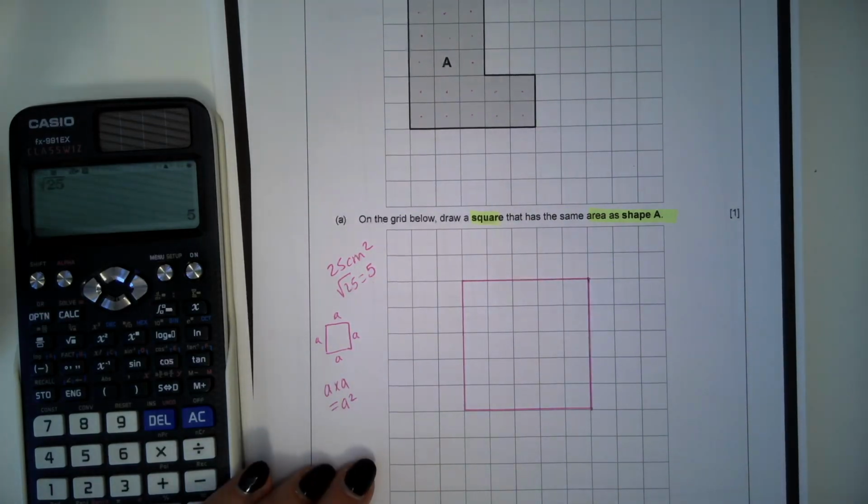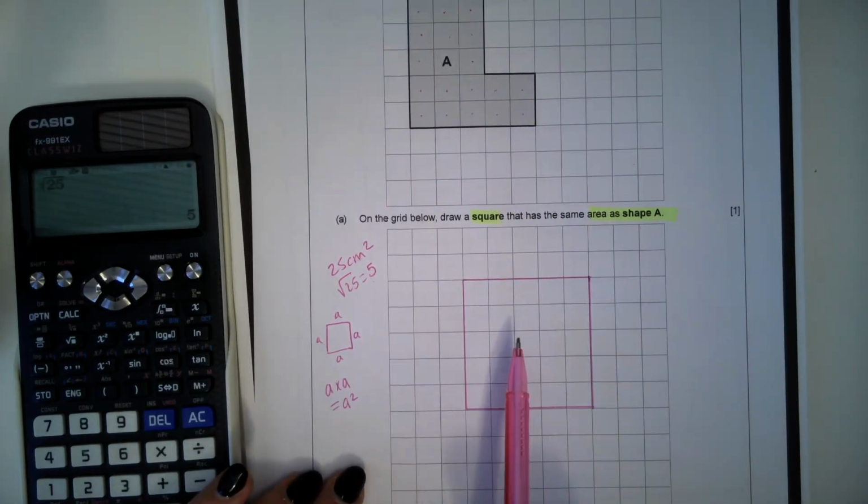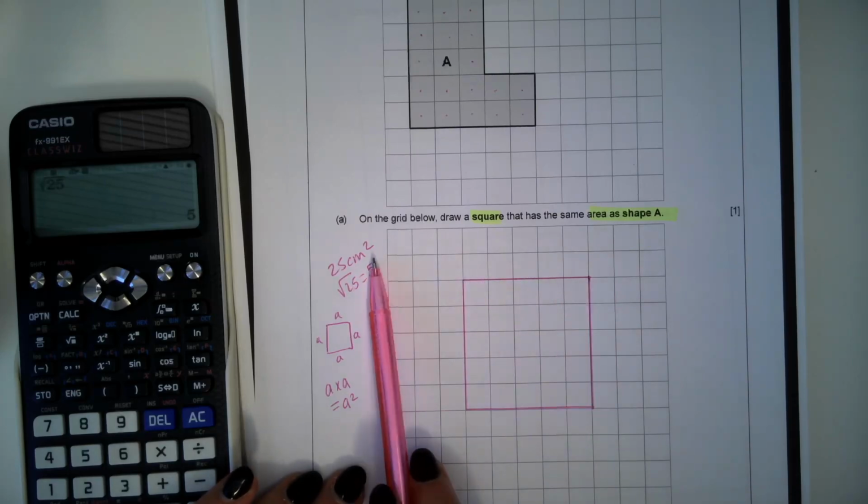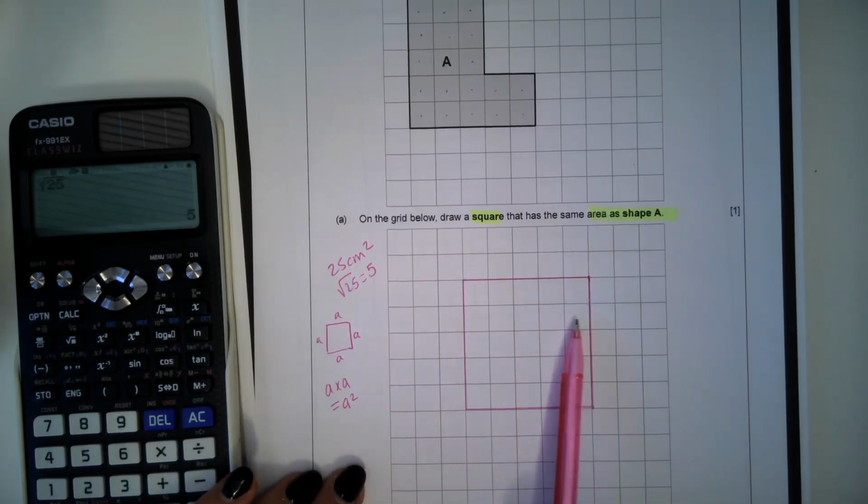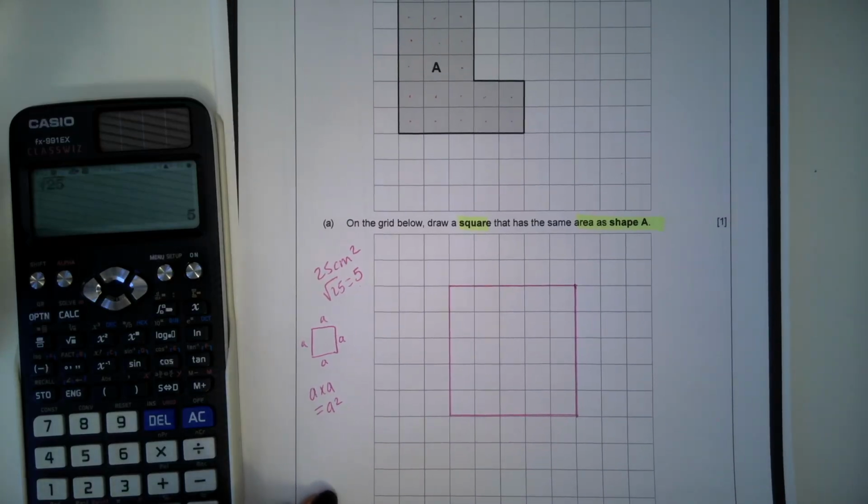Okay, so that's my square. All four sides the same. Has the same area as shape A. You can check it if you want to. 5, 10, 15, 20, 25 squares inside. Okay.